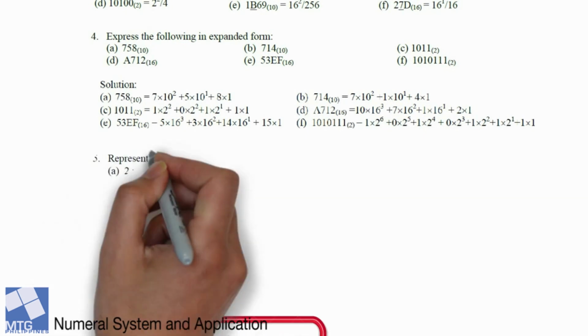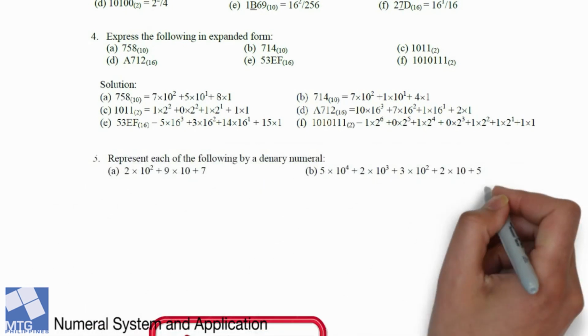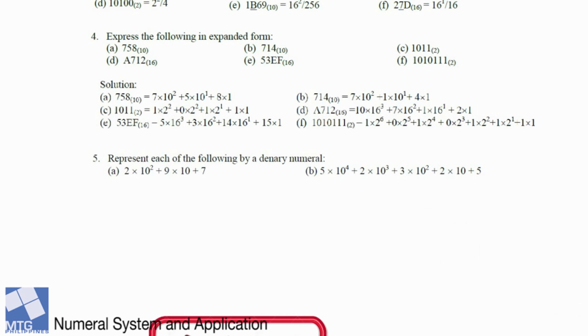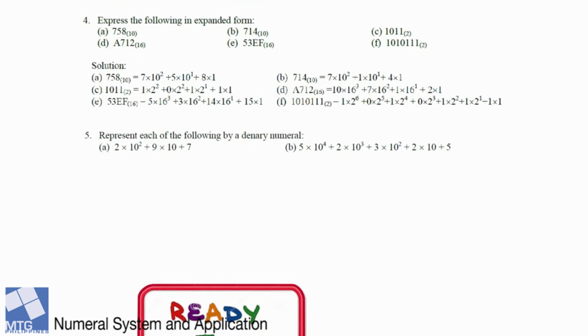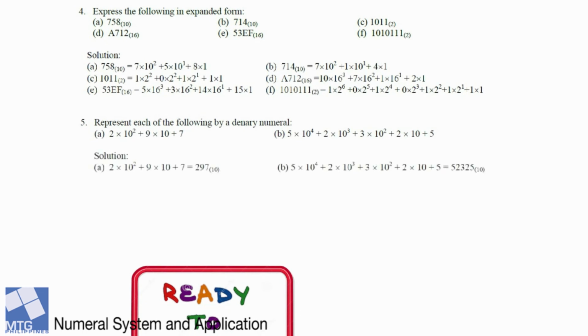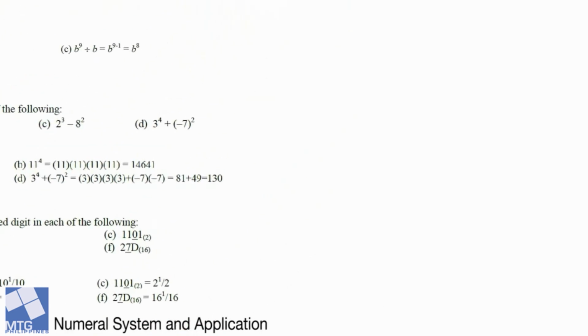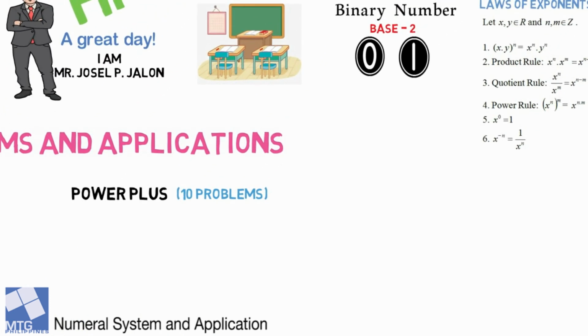For item number 5, we are going to represent each of the following numbers in denary numeral. When we say denary, it's just base 10, the usual number that we use. For part A, we have 2 times 10 raised to 2 plus 9 times 10 raised to 7. When simplified, this is 297. For part B, we have 5 times 10 raised to 4 plus 2 times 10 raised to 3 plus 3 times 10 raised to 2 plus 2 times 10 then plus 5. When we simplify this one, this is just equal to 52,325. Let us proceed to the different items that we have on Power Plus.